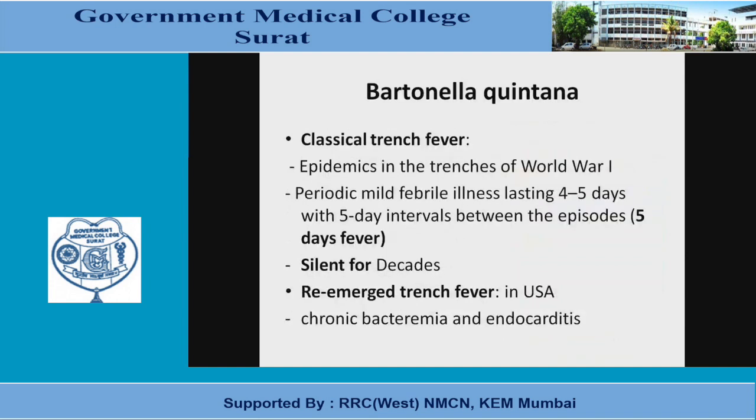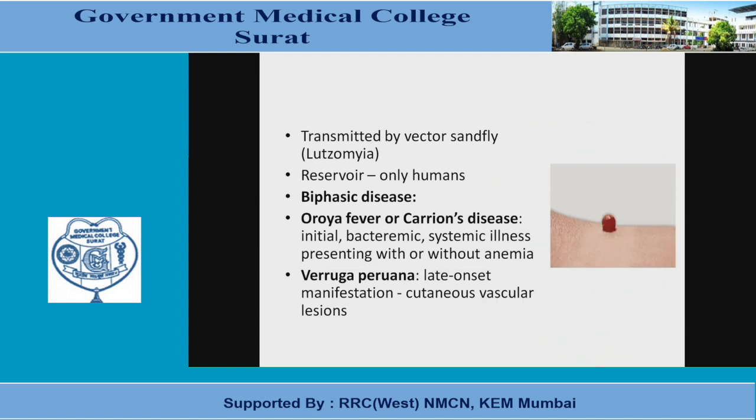Classical trench fever was an epidemic in the trenches of World War I, a periodic mild febrile illness starting 4 to 5 days with a 5-day interval between episodes. It is also called 5-day fever. It was silent for decades, and now it is re-emerging in the USA. Chronic bacteremia and endocarditis are the main presentation. Bartonella bacilliformis is transmitted by the vector sandfly. The reservoir is only humans. Biphasic disease is seen with Oroya fever, Carrion's disease and Verruga peruana.